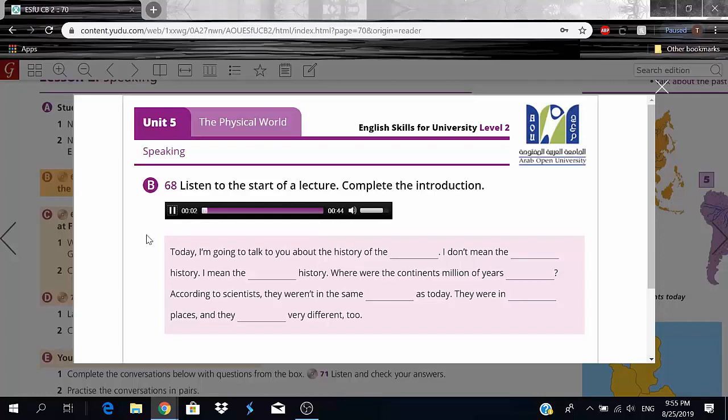68. Lesson 2. Speaking. Exercise B. Listen to the start of a lecture. Complete the introduction on the right. Today, I'm going to talk to you about the history of the continents. I don't mean the human history, I mean the physical history. Where were the continents millions of years ago? According to scientists, they weren't in the same places as today. They were in different places, and they looked very different too.